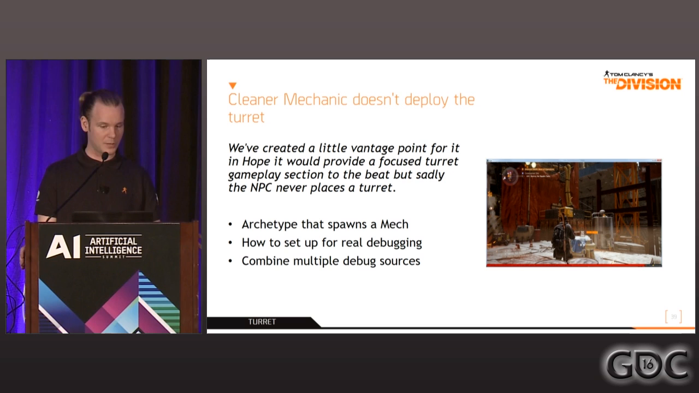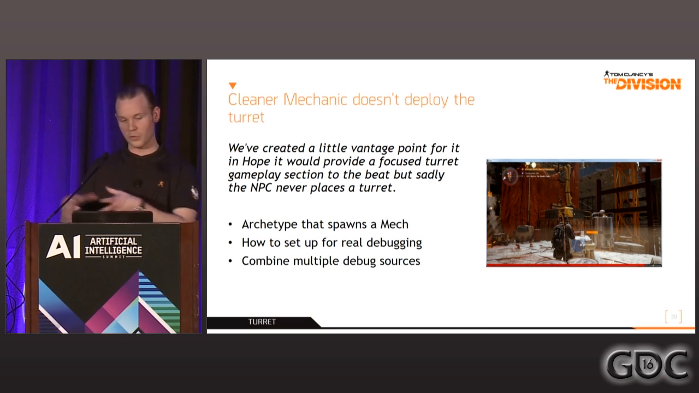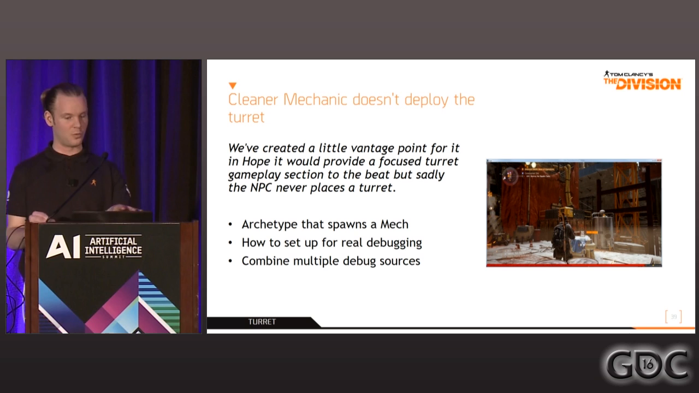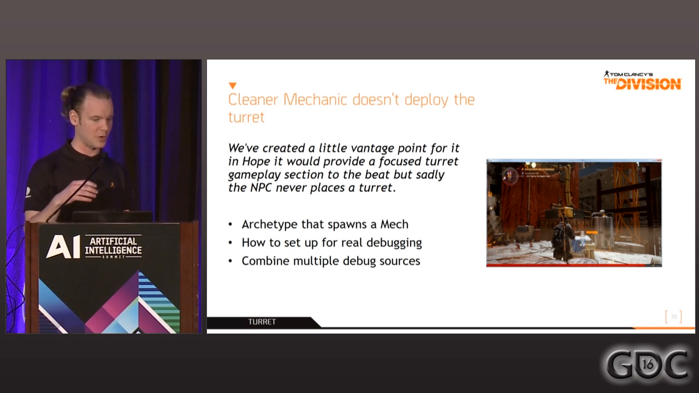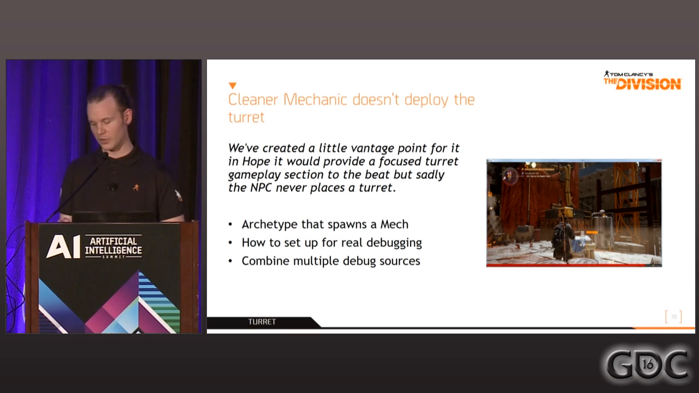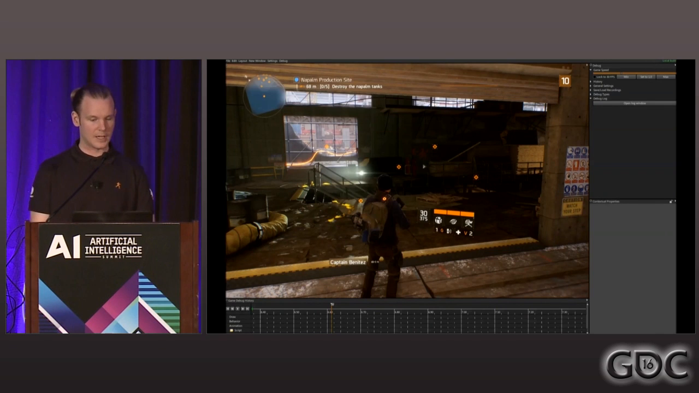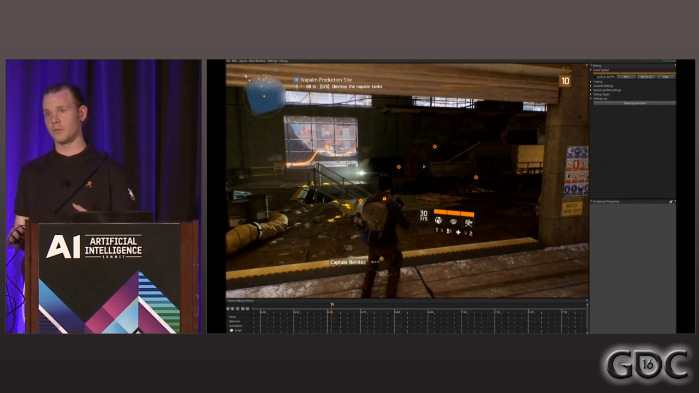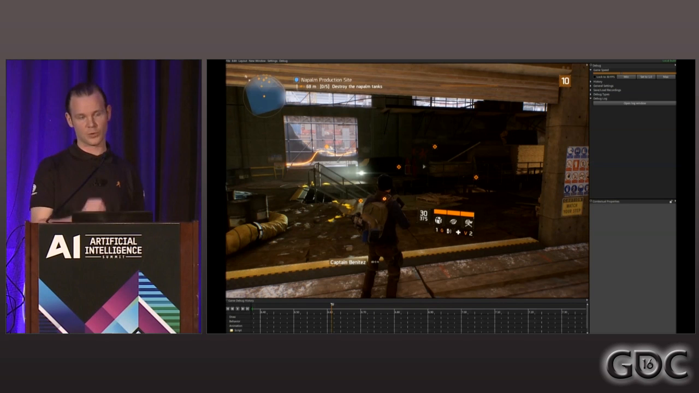So we have an archetype, the cleaner mechanic, that actually spawns a mechanized unit on top of covers. And the reason I'm showing this is that I'm trying to show you how to set up for some real debugging, and that you might need to combine multiple debug sources to do so. What I've done here is I've jumped into Manhattan. I've used console commands to get me to exactly the right beat in the encounter that I want. I can use the same commands to just restart it if I want.